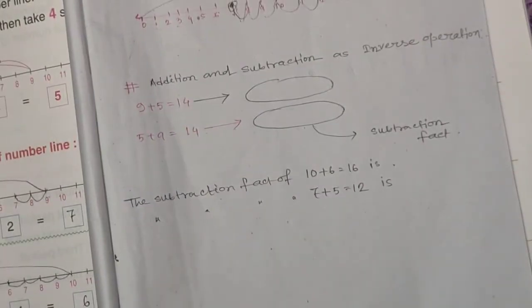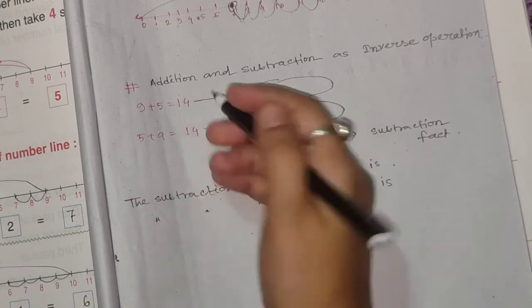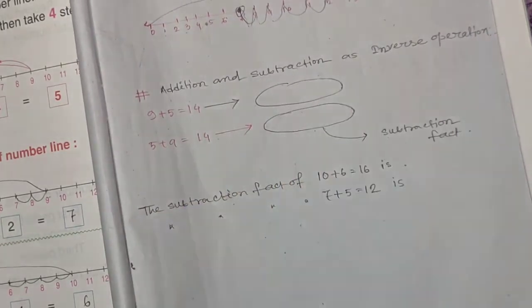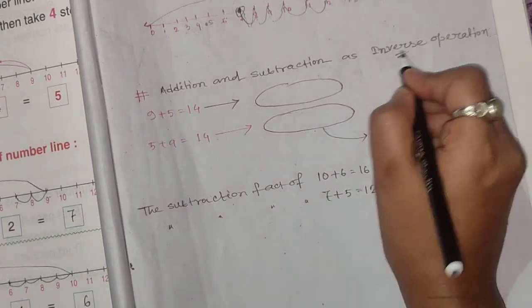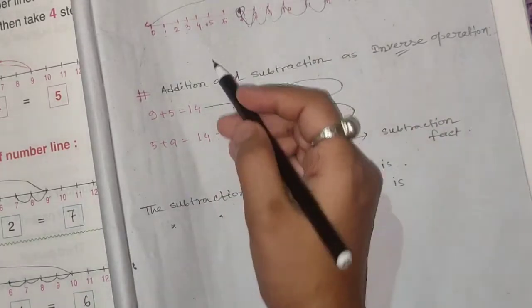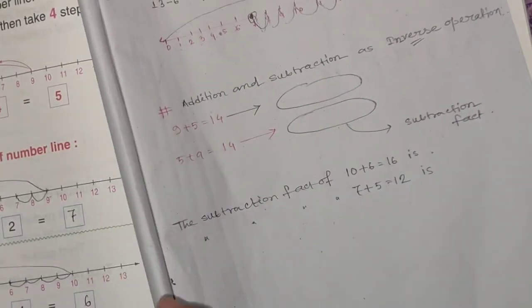Our next topic is subtraction fact. So what are the subtraction facts? Remember this, addition and subtraction are inverse operations. So addition is the inverse of subtraction and subtraction is the inverse of addition. Inverse means each one is exactly the inverse of the other. How is it an inverse? Let's understand this with some example.